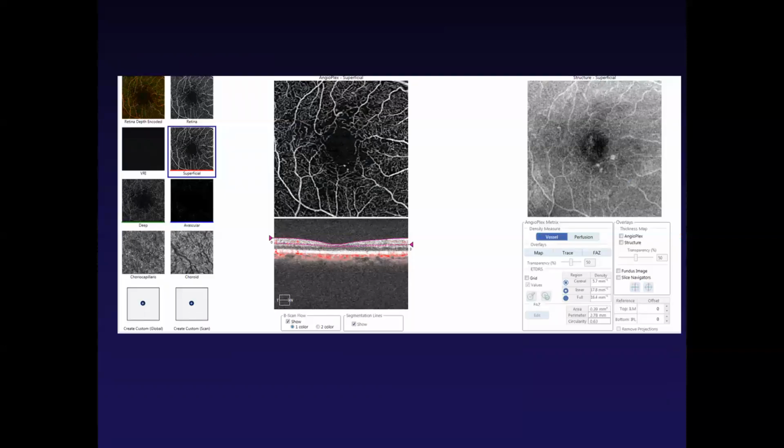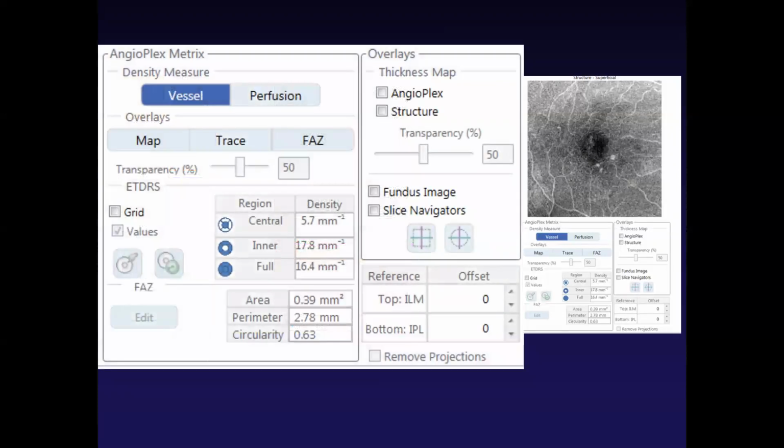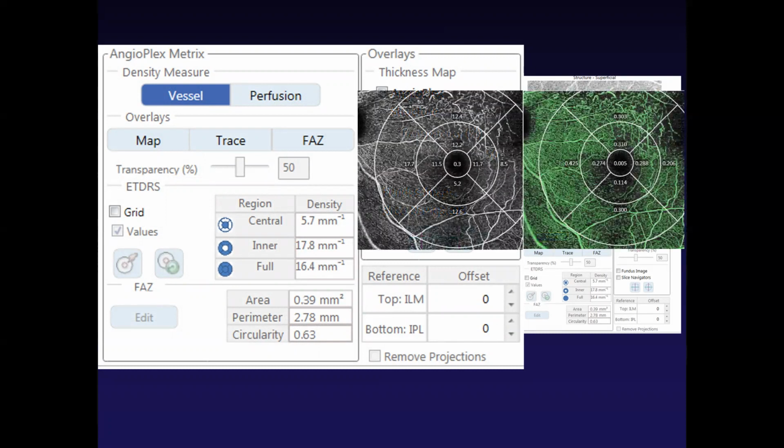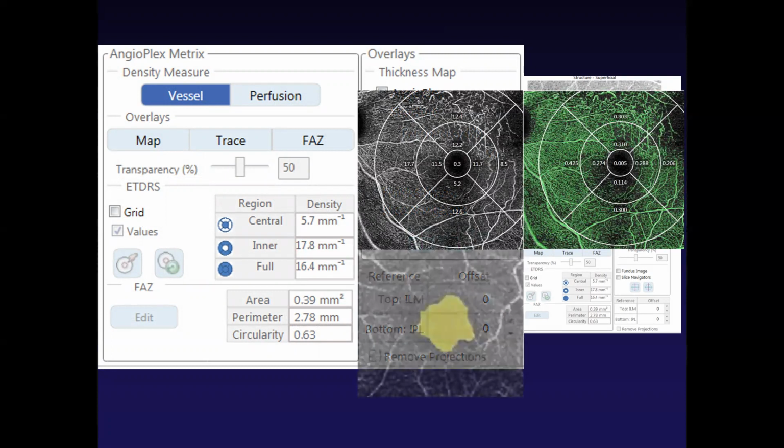So this is just to show you the screen, the standardized screen. On the left-hand side are the range of preset slabs that you can see. And here we have selected the superficial plexus in the middle. And on the bottom right is exactly where we can use the Angioplex metrics. And just to enlarge that, you can see we have selected vessel density, and it can show it according to the area of the ETDRS grid, as you can see here, an example, as well as below is the FAZ in terms of area, perimeter, as well as circularity.